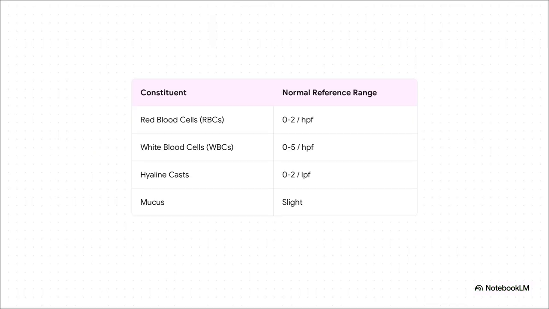All right, this right here, this is your baseline. This is what normal looks like. So under a high-power field, that's your HPF, it's totally fine to see 0 to 2 red blood cells, maybe 0 to 5 white blood cells. Now, if you switch over to a low-power field, or LPF, finding a couple of hyaline casts is also perfectly fine. A little bit of mucus, also totally normal. Think of these as just the background characters in our story. But listen, you got to memorize these ranges. They are your absolute reference point for everything else we're about to talk about.